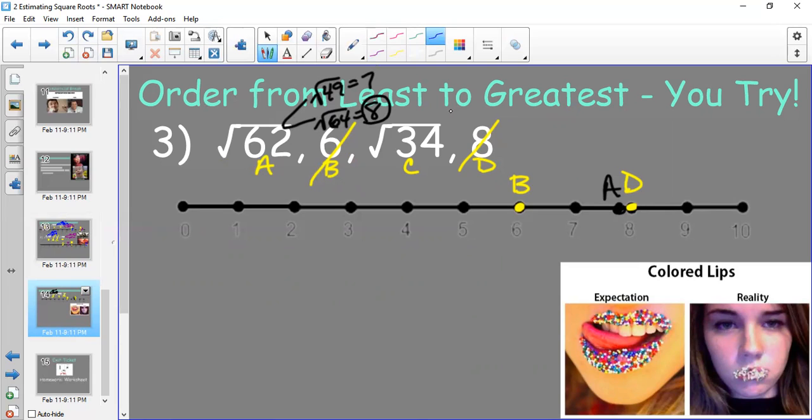And then our last one, square root of 34, is close to the square root of 36, which is 6, and the square root of 25, which is 5. So in between 5 and 6, closer to 6. So I would put my point just to the left of B there.